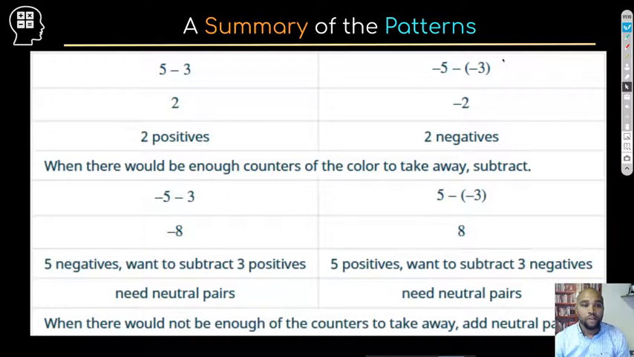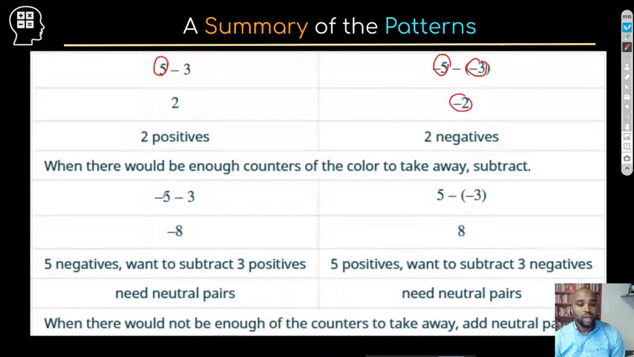5 minus 3. Let me get my pen out. 5 minus 3 is 2. Negative 5 minus a negative 3 is negative 2. If you've got two positives, when there are enough counters of the color to take away, we're just going to subtract. So if there are enough things to take away, we've got 5 and can take away only 3, we're just going to subtract. So we've got negative 5, we're going to take away negative 3, we're just going to take those away. So we're just going to take 3 away, we're going to subtract those. So we can do that.